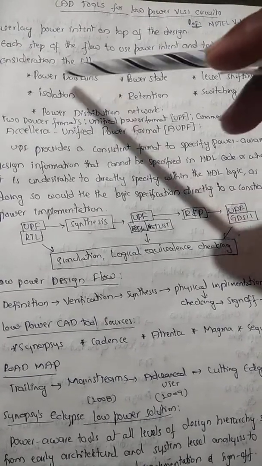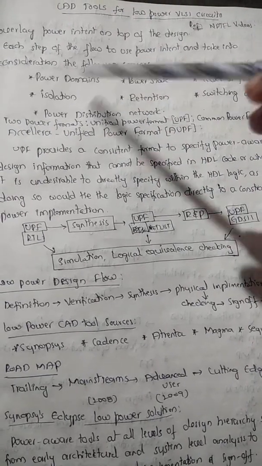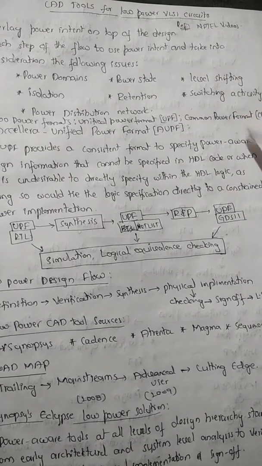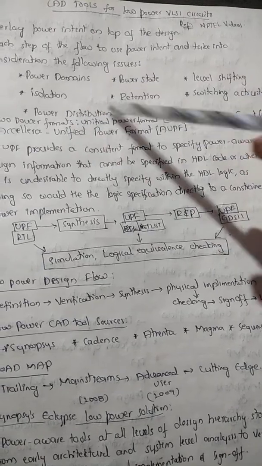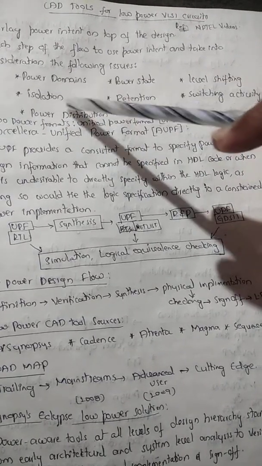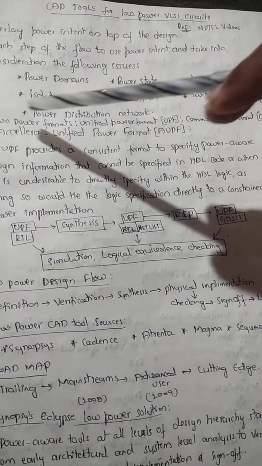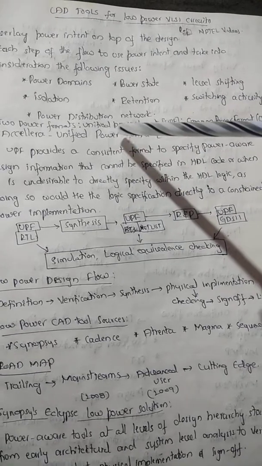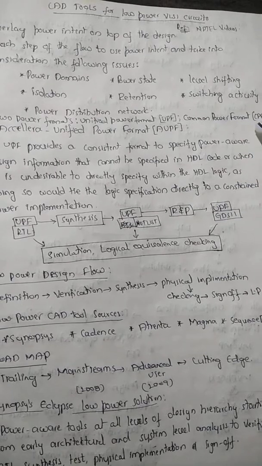The issues we are supposed to consider are power domains, power state, level shifting, switching activity, retention, isolation, and power distribution. All these parameters we have already studied in the earlier lectures. There are two power formats. One is UPF, the Unified Power Format. The other one is CPF, the Common Power Format.